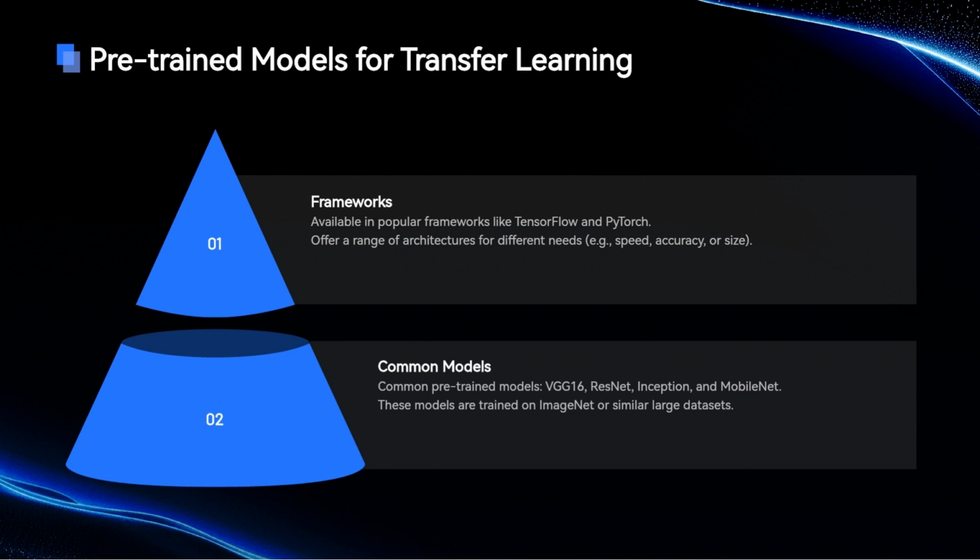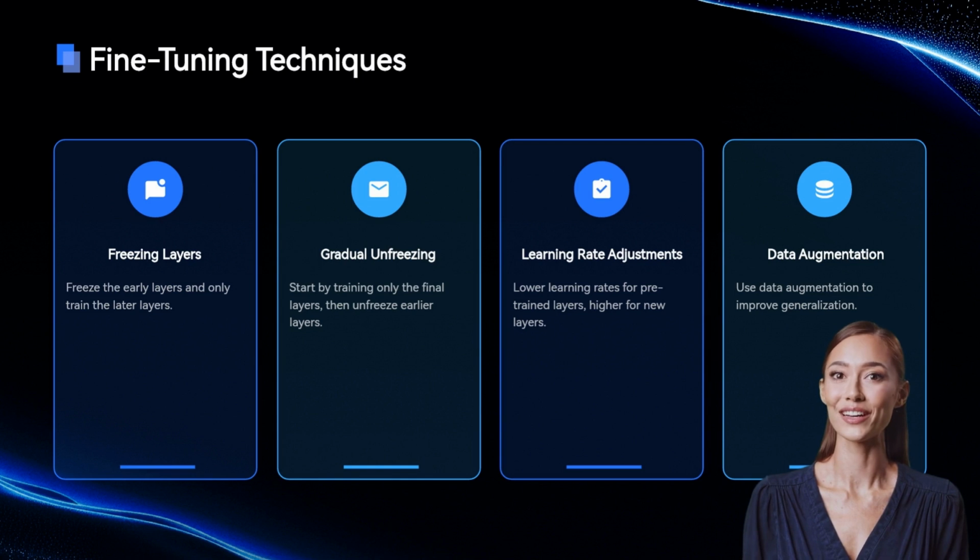These models are widely available in popular deep learning frameworks like TensorFlow and PyTorch, and they can be easily fine-tuned to new tasks. Choosing the right pre-trained model depends on factors like task complexity, available computational resources, and the required speed or accuracy. Fine-tuning is a critical step in transfer learning, and it can be performed in several ways.